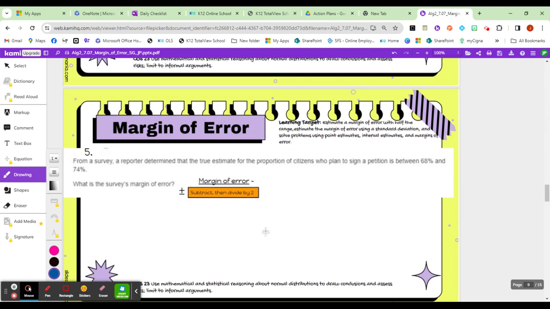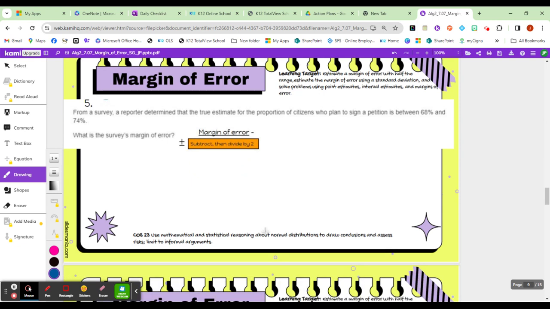Let's take a look at number 5. From a survey, a reporter determined that the true estimate of the proportion of citizens who plan to sign a petition is between 68%, that's my lower limit, and 74%, that's my upper limit. What is the surveyor's margin of error? It does not say anything about standard deviation, so I use the more simple formula of plus or minus subtract and then divide. Remember, we always want the larger number first, so it's going to be upper limit minus lower limit divided by 2.